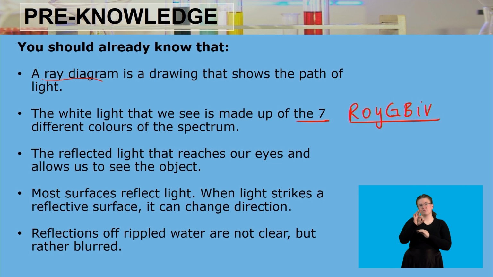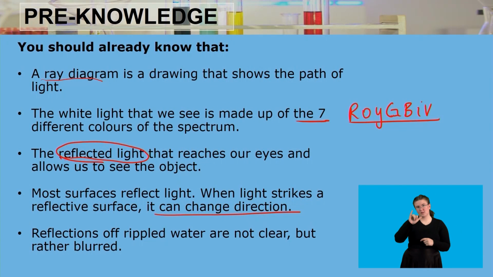We also know that the reflected light reaches our eyes and allows us to see the object. The reflected light is that light that allows us to see everything that we are seeing around us. It is because of that light that is reflected that we are able to see everything. So most surfaces reflect light. When light strikes a reflective surface, it can change direction. So if light coming from the source bounces off the surface, remember the bouncing off of light from a surface, that's called reflection. So when that light bounces off the surface, it is going to change direction.